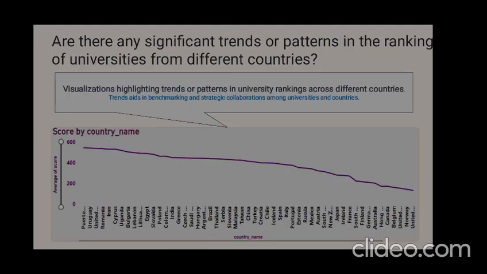Now the next question is: are there any significant trends or patterns in the ranking of universities from different countries? Here I use a line chart to show this trend. Visualization highlighting the trends and patterns in university ranking across different countries. Trends aid in benchmarking and strategic collaboration among universities and countries.